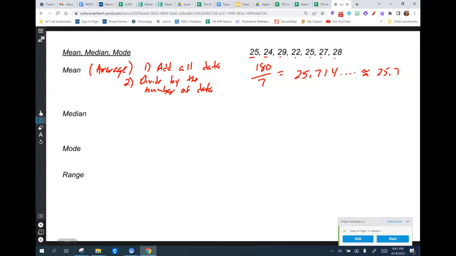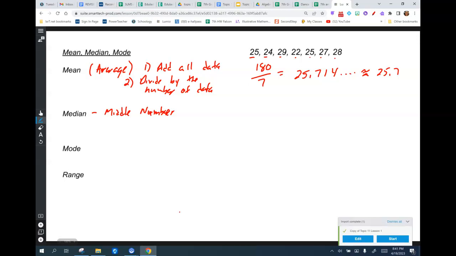Now I'm going to find the median. The median is the middle number. And the way you can remember this is if you're driving down a highway, there might be a concrete or sometimes grass between your lane and the lane of the other. That's the median. That's the middle of the road. This is the middle number. So it's the middle number.